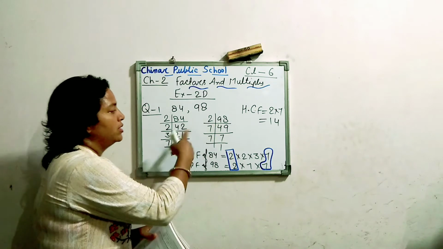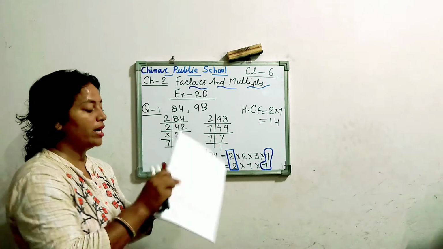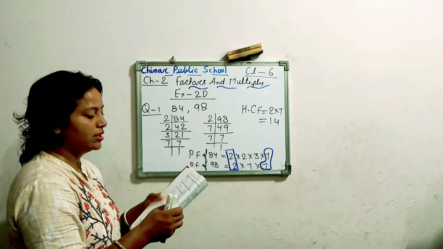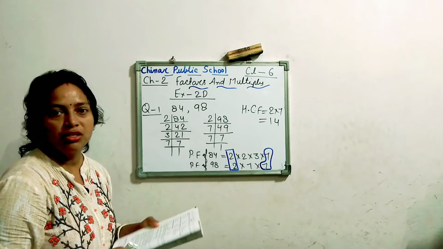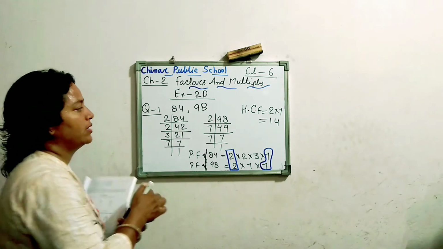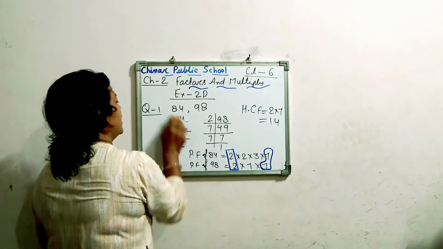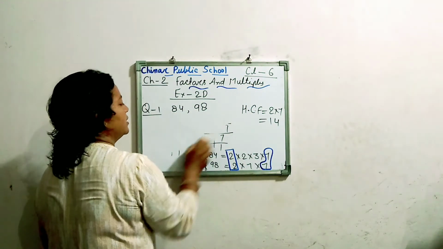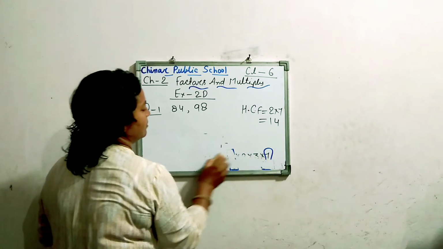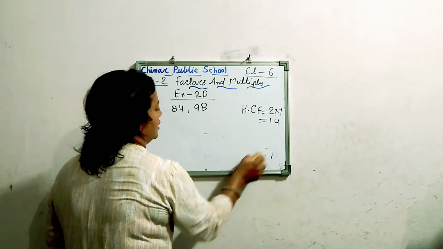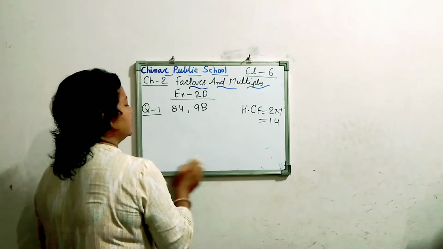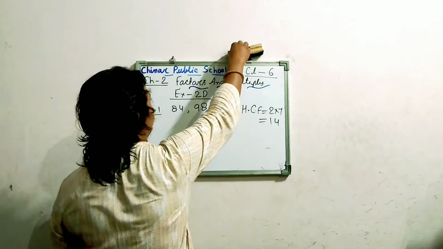The same question I am going to tell you by the next process. The next process is using the division method. Remember the answer is 14. So look here, same question, same numbers, same digits. I am going to do the next process. What is that process? Division process, or we can also say the long division method.